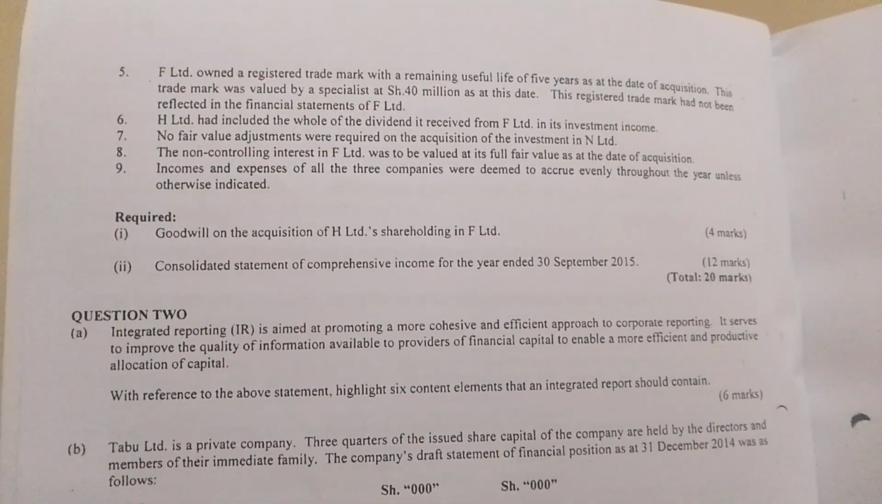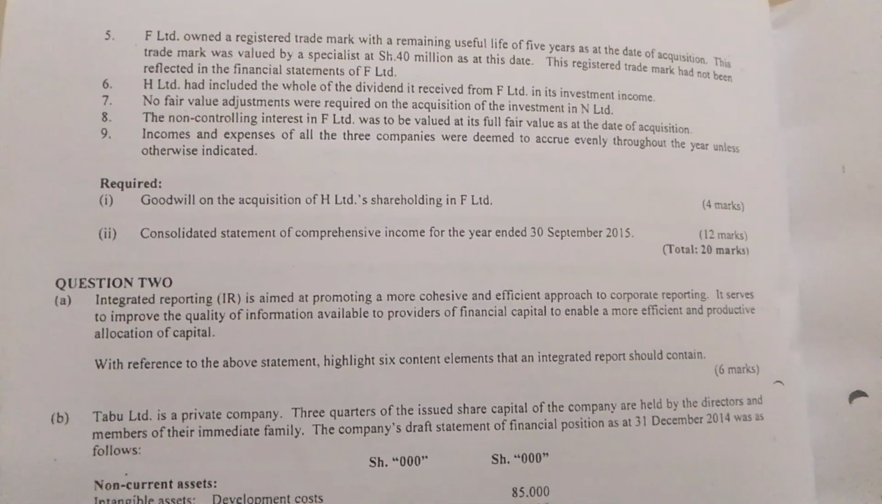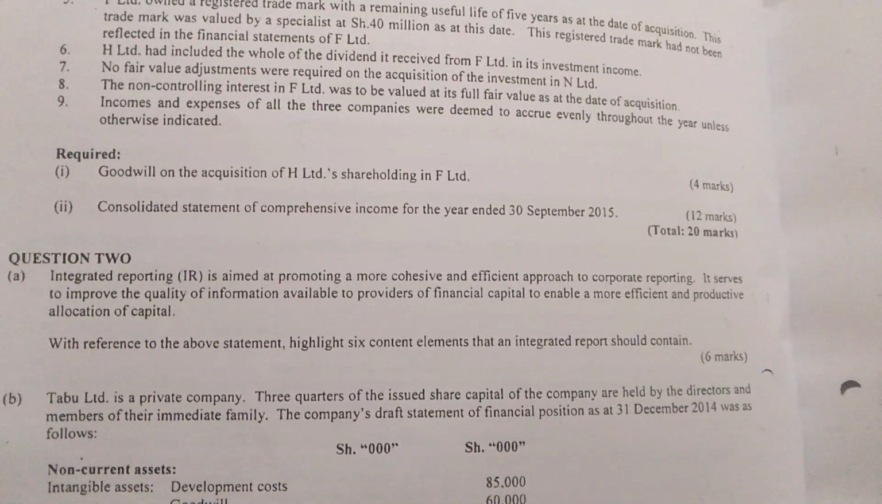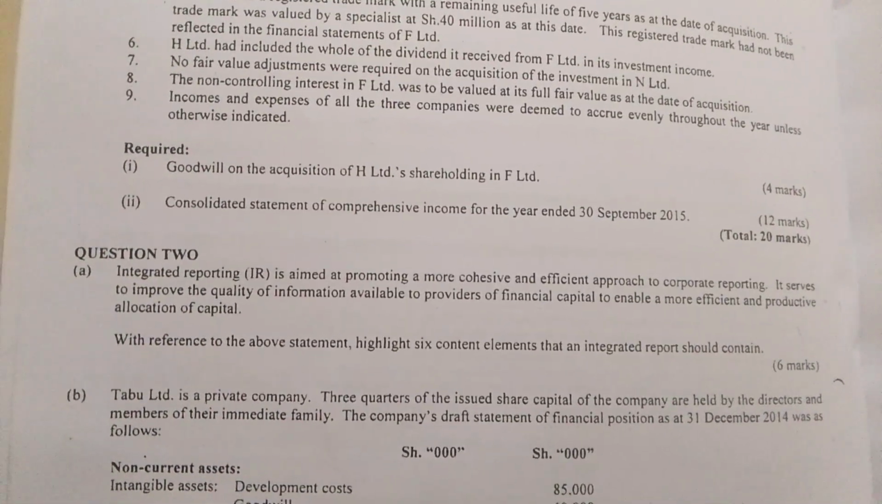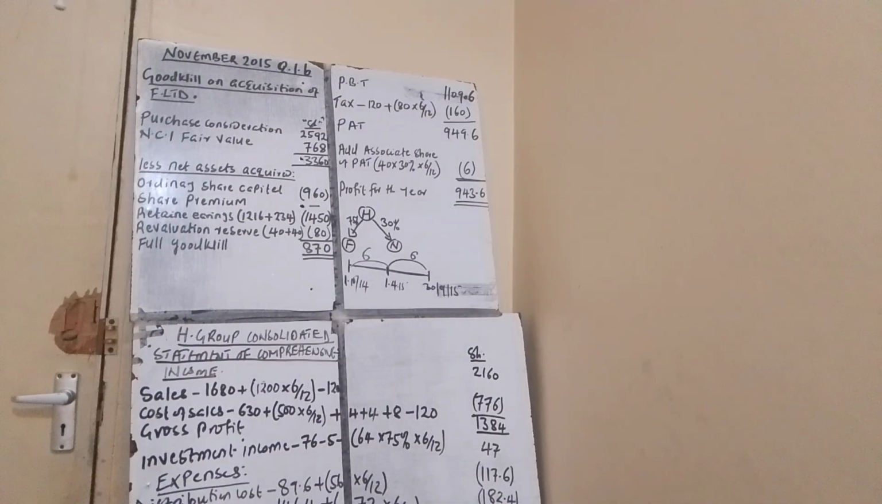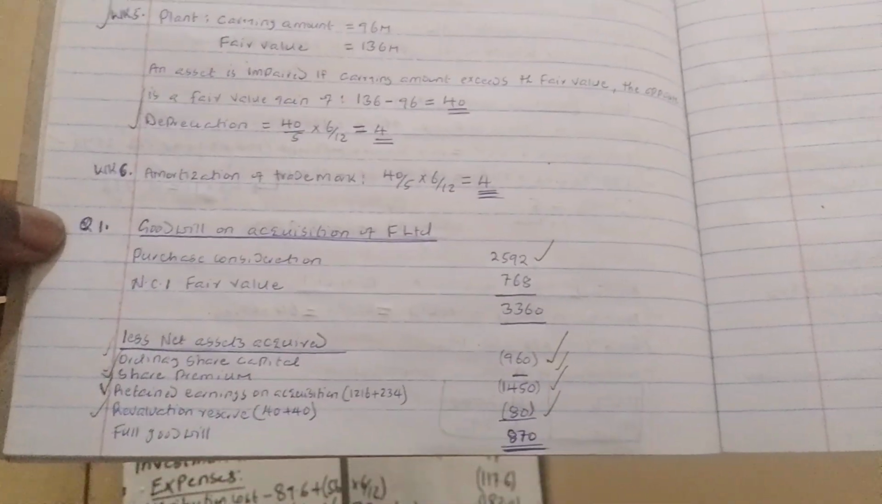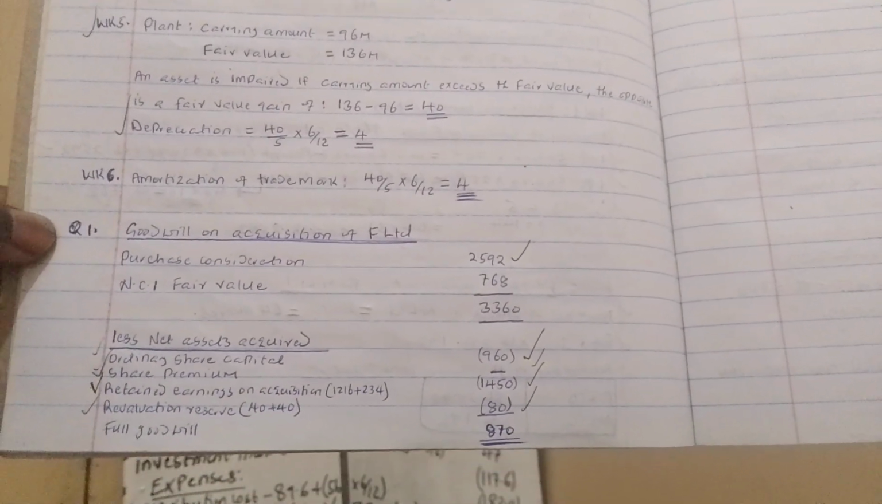No working is required. So goodwill on the acquisition of H Limited's shareholding in F Limited. How do we calculate goodwill? Just check from the board. Check your solution, but if you are not able to see well from the board, you can check the solution for number 1, goodwill. You can see my goodwill.